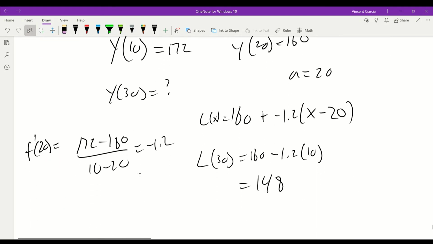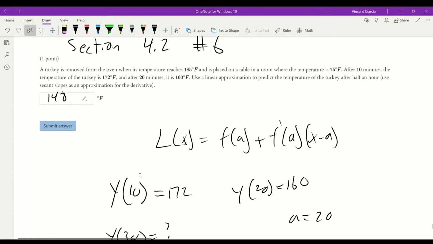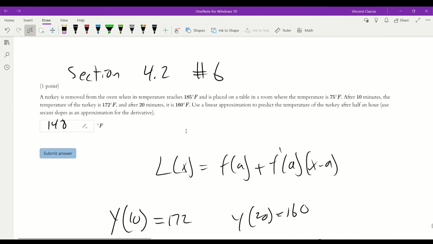This one was a little bit confusing. It took me a little while to realize what it meant by use the secant slope to approximate the derivative, and then this piece of information was completely pointless, and so was this temperature right here. That's like two useless pieces of information. All that you needed was 10 minutes, 172, and 20 minutes, 160.